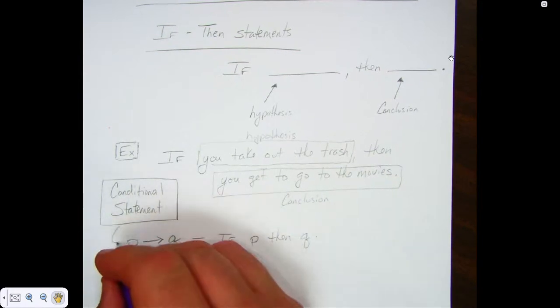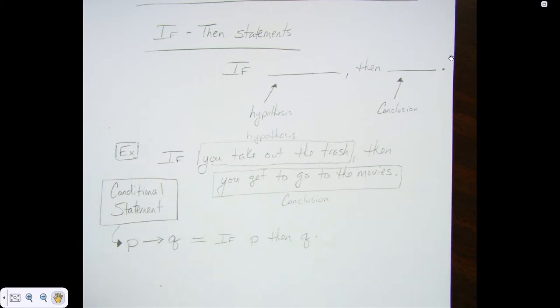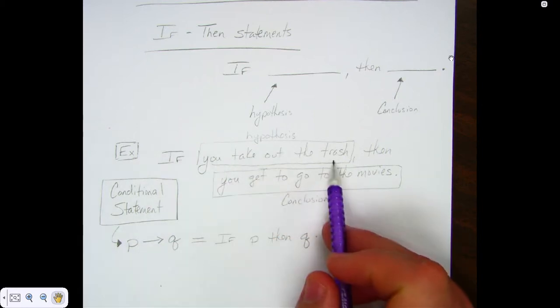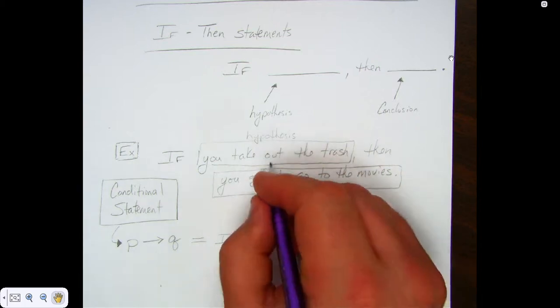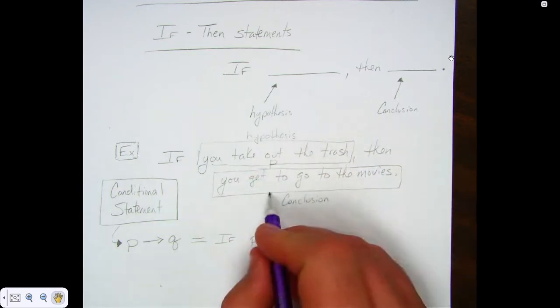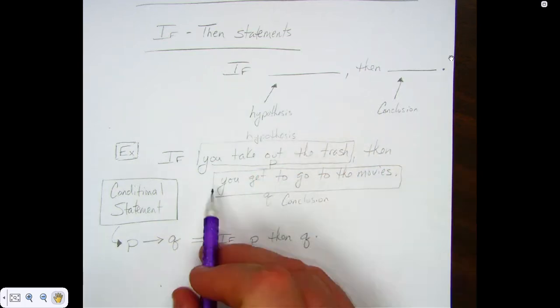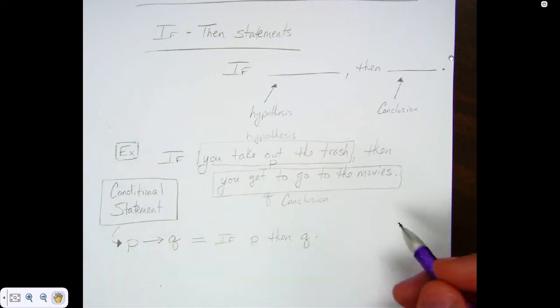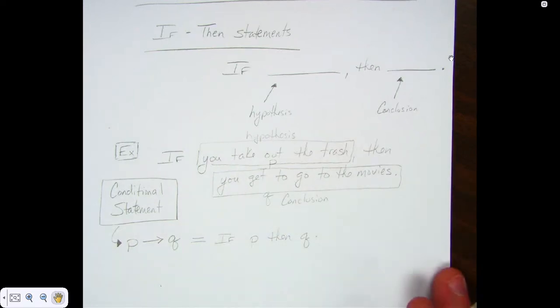This is your conditional statement. What is the P in this example I have here? You take out the trash, right? This is the P, right? What's the Q? Everybody? You go to the movies, right? Everybody okay with that?